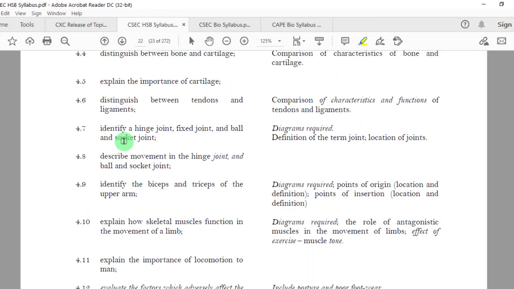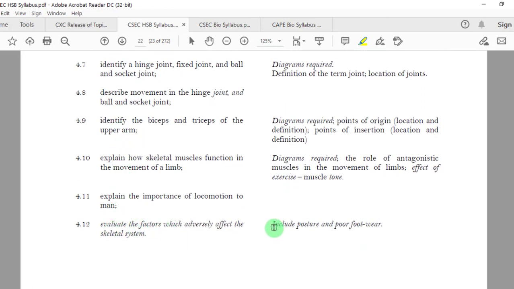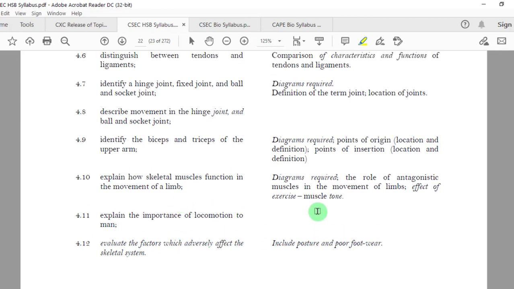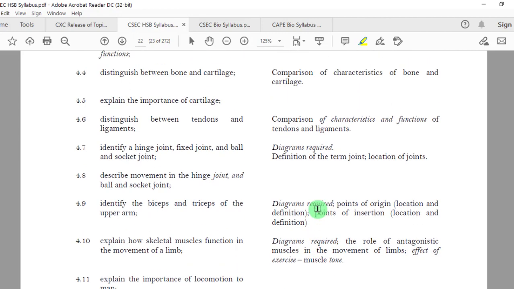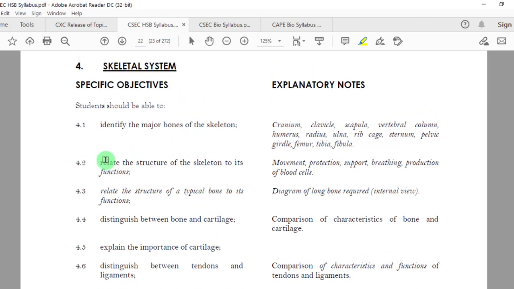Okay, everything from cartilage, tendons versus ligaments, to effective posture, poor footwear, the importance of locomotion, you name it. All the diagrams that you need to know, right? So all of this falls under skeletal system. The third one is excretion and homeostasis with a chronic lifestyle diseases link. So that one we have to do some exploration.